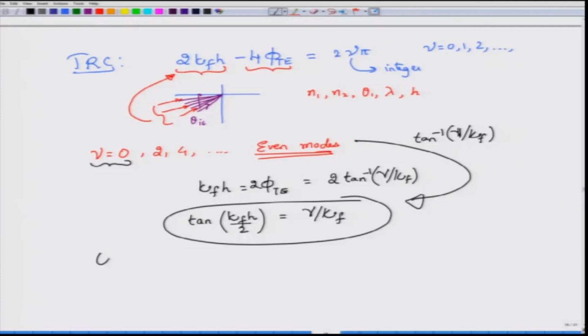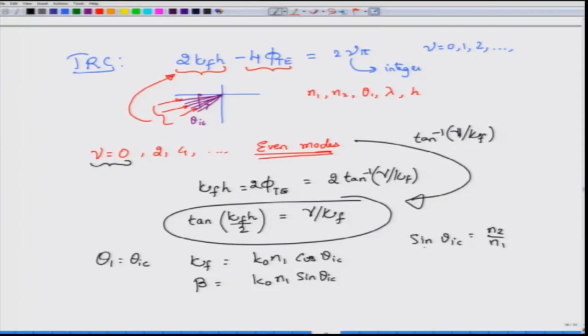Now, let us consider what happens when theta 1 is equal to the critical angle theta ic. What happens to the value of kappa f? Kappa f will be k0 n1. Remember, kappa f was actually k0 n1 cos theta 1, but theta 1 is now equal to theta ic. And what about beta? Beta is equal to k0 n1 sin theta ic, but I know that under total internal reflection, the critical angle is given by n2 by n1, where n1 is of course greater than n2.